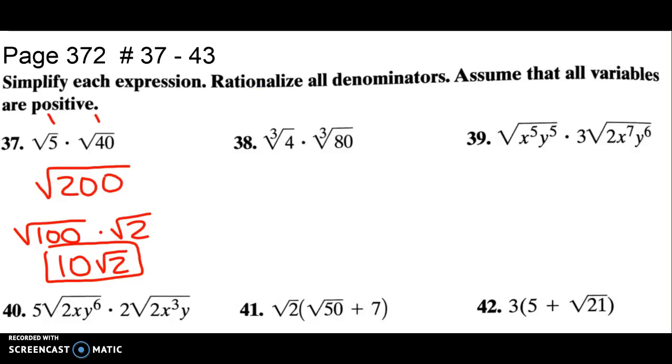We've got the cube root. Now they're both the same root, so we can multiply what's underneath there. So we're going to take the cube root of 320. And let's go find a perfect cube that goes into 320.